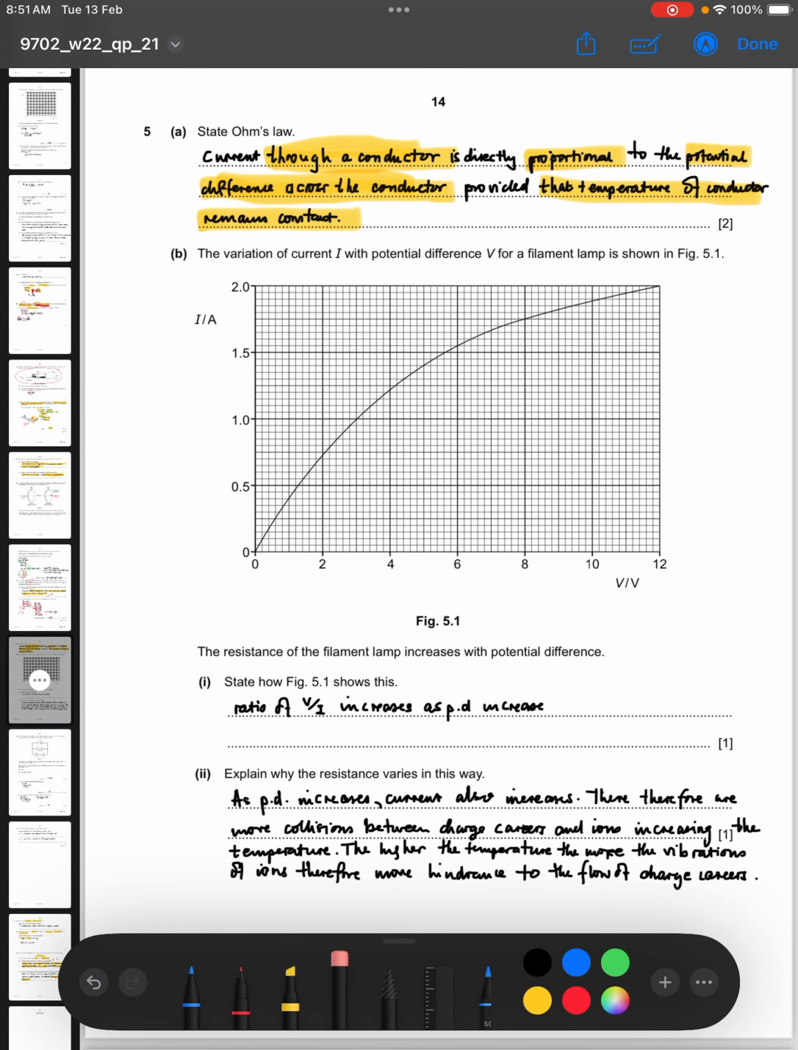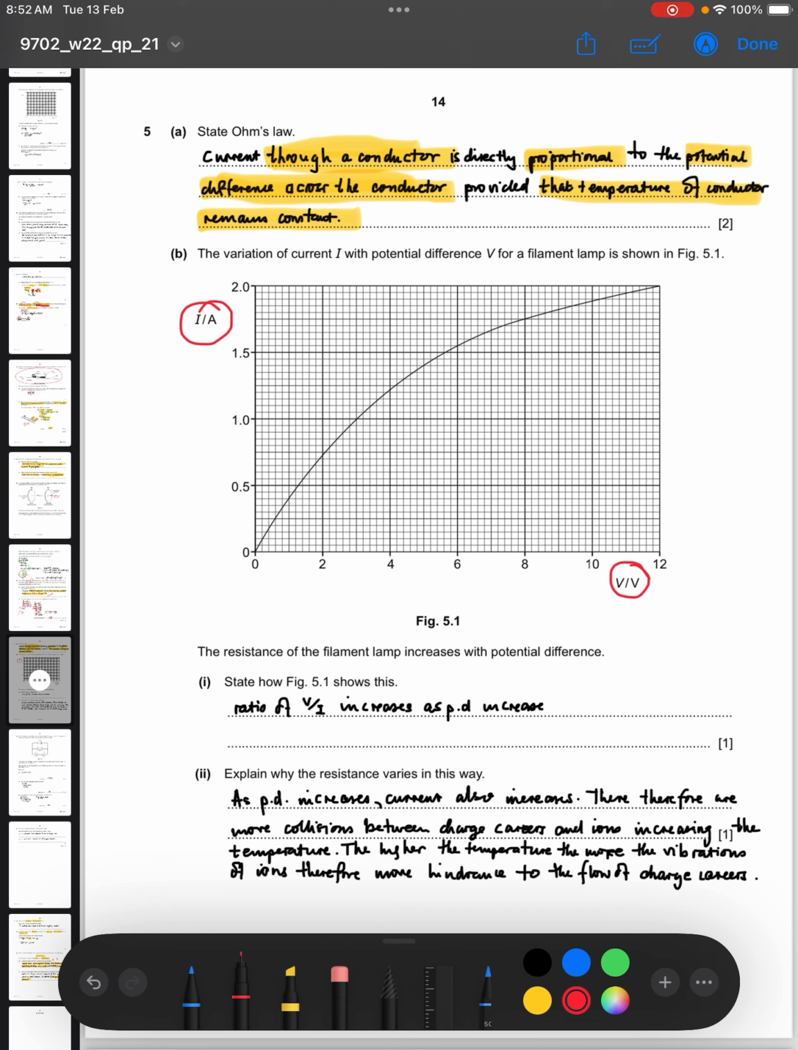Okay, so the next question. The variation of current I with the potential difference V for a filament lamp is shown in Fig 5.1. So this graph is the graph of current against the potential difference for a filament lamp. It is obvious that it doesn't follow Ohm's law because current here is not directly proportional to the potential difference. If it was, it would be a straight line passing through the origin. Here the graph is passing through the origin, but it is not a straight line.